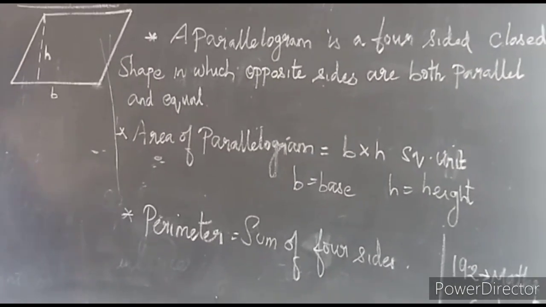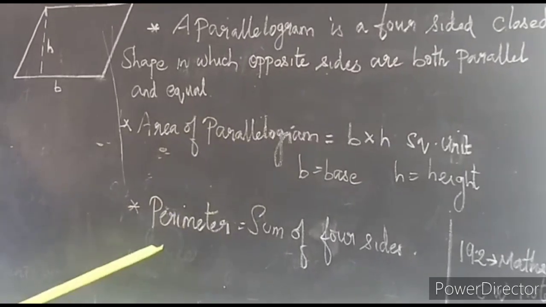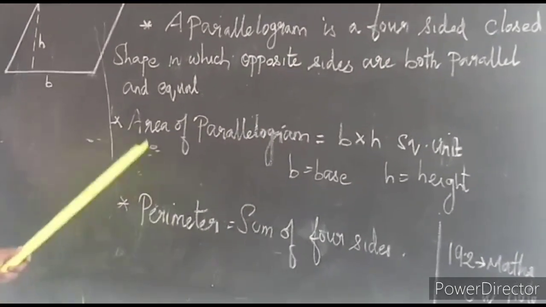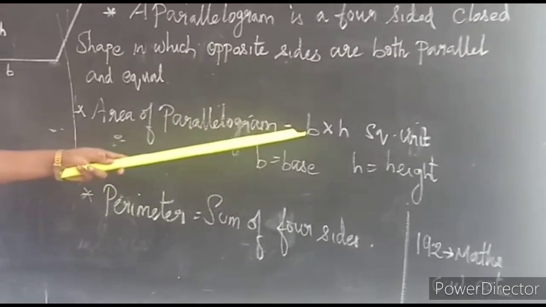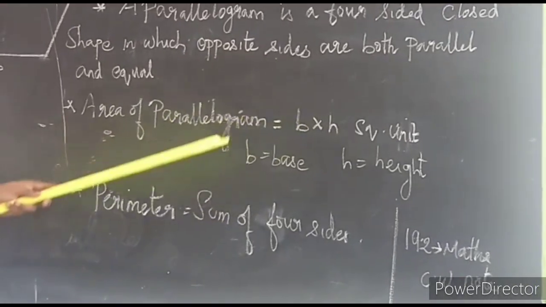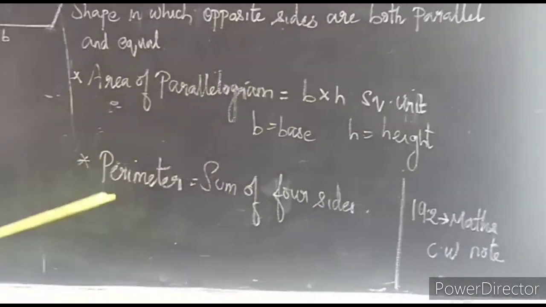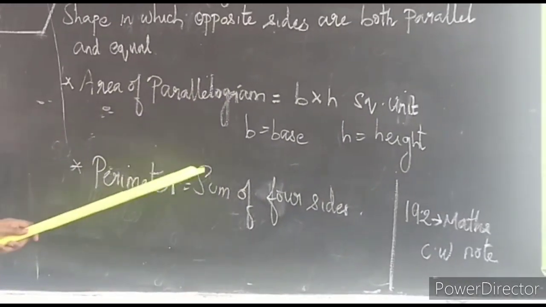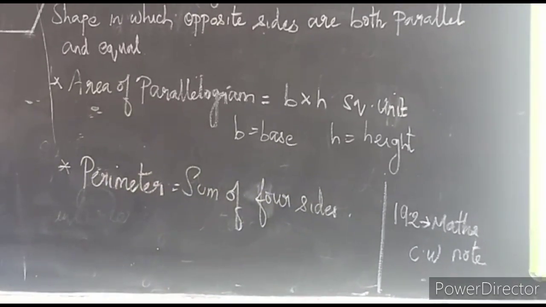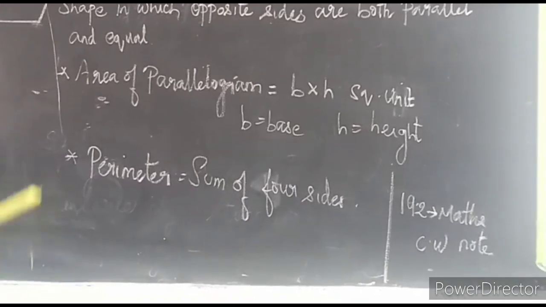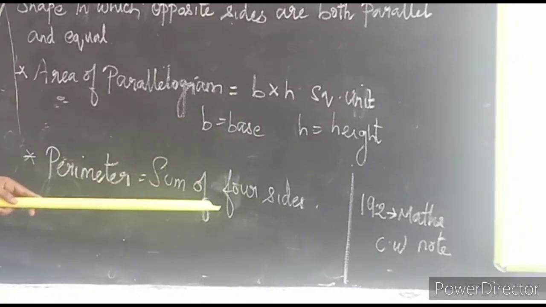Today, we are going to find out the area of parallelogram and the perimeter of parallelogram. Area of parallelogram is equal to B into H square unit, where B is base and H is height. For perimeter of parallelogram, you should add the sum of all the four sides. Before starting the exercise, please note down these notes in your Maths classwork note.